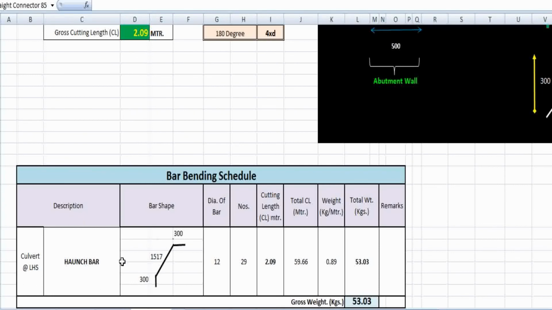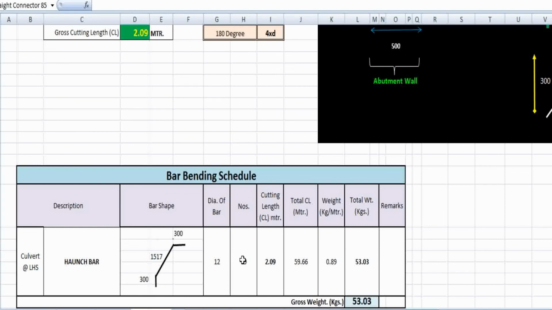Description is haunch bar and the shape of the bar is like this, having the length of 300 millimeter from here to here, 300 millimeter from here to here, and this length is equal to 1517 millimeter. Okay, the diameter of the bar for the haunch bar equals 12 millimeter.